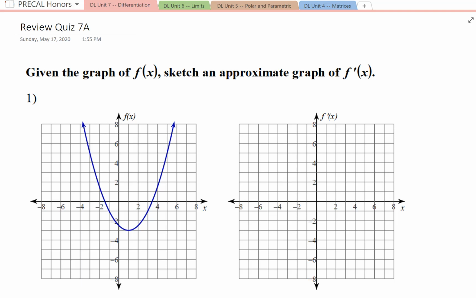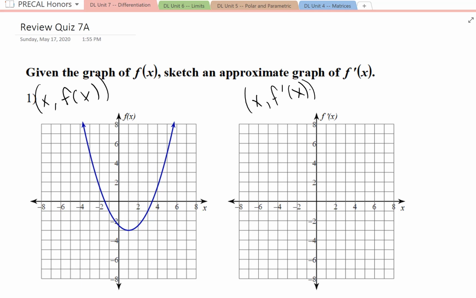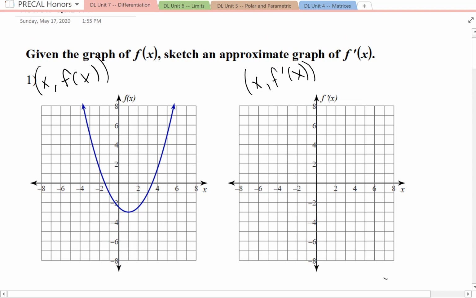Given the graph of f of x, sketch an approximate graph of f prime of x, its derivative. So remember that f of x has the input of x, and f prime of x also has the input of x, but its output is whatever the slope is at x. First, I'm going to look for all turning points, maxima, minima, anytime the tangent line might be 0, etc.